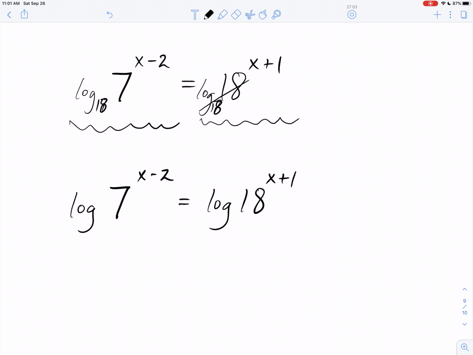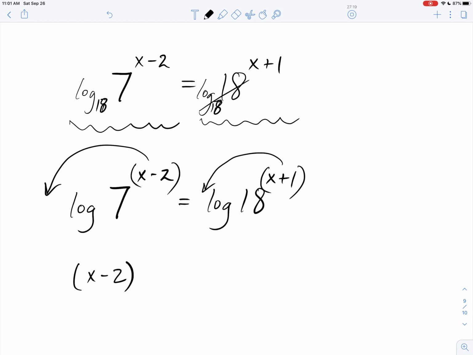So here we go. See this guy right here? That's a power. I'm going to use the power rule and bring it down. See this guy right here? That's a power. I'm going to use the power rule and bring that guy down. So I will end up with x minus 2 times the log of 7 equals x plus 1 times the log of 18.